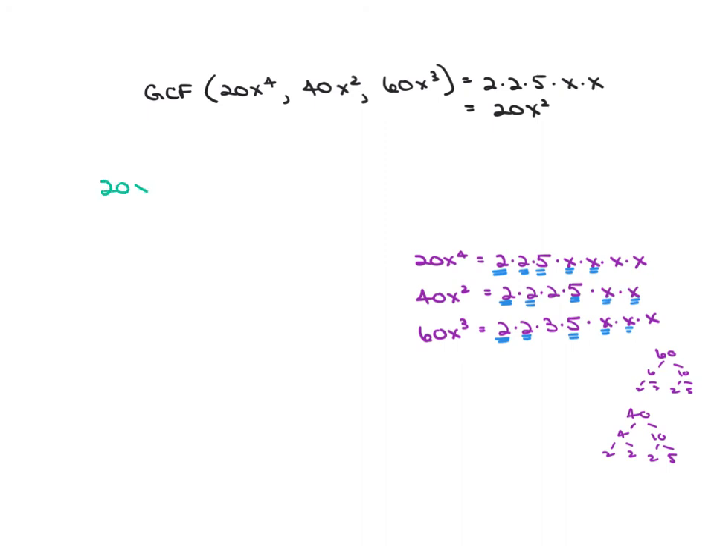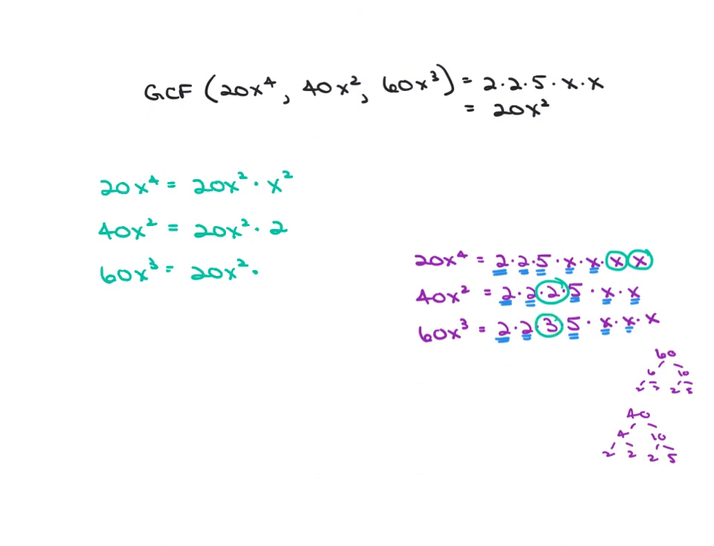Let's do the next step now of writing each of the monomials as a product of their GCF. So 20x to the fourth is 20x squared. And what I need to multiply it by is whatever was left in the prime factorization, x times x or x squared. Let's do 40x squared. That's 20x squared times, let's see what's left over, just a 2 times 2. And then finally, 60x cubed is 20x squared times what's left over here, a 3 and an x, times 3x.